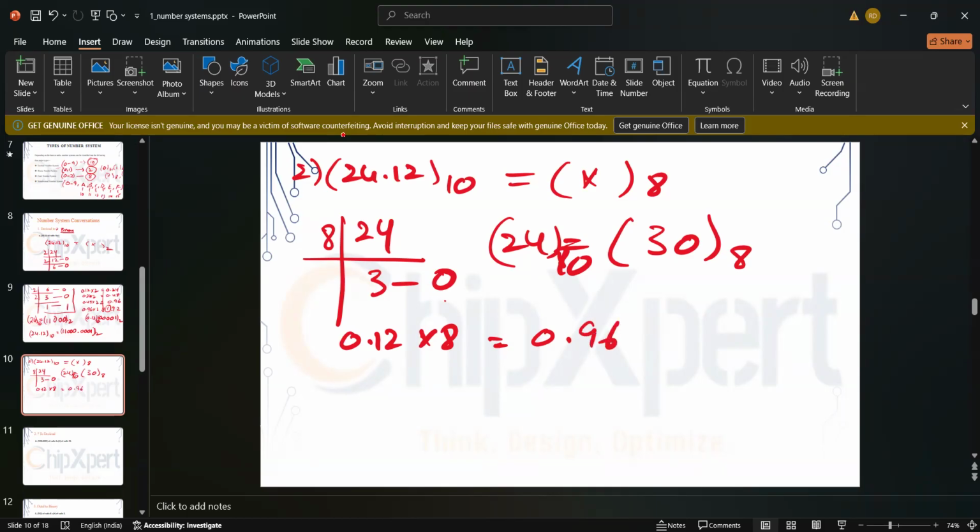0.96 and 0.96 into 8. How many times will it go? So what was the value we will get for 0.96 into 8? 7.68, right? 7.68.